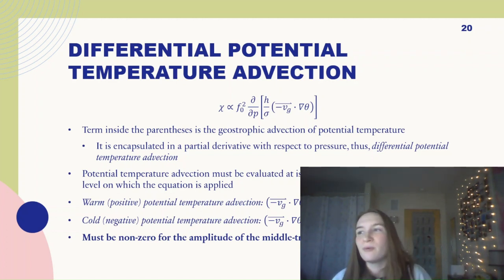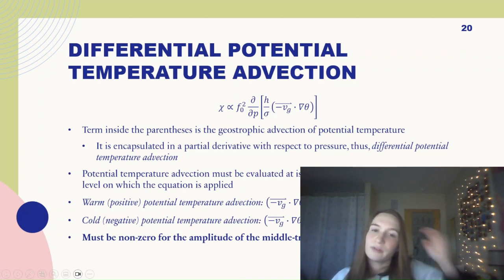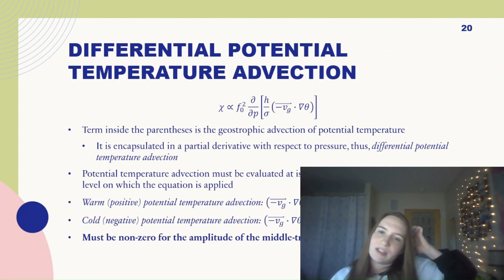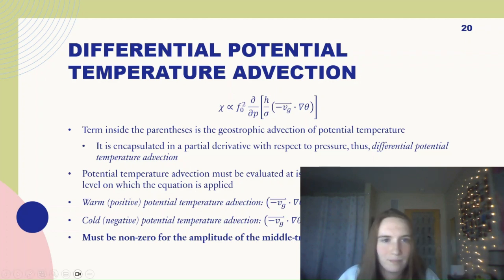If there's warm potential temperature advection, so positive potential temperature advection, then that term inside the parentheses is greater than 0. If it's cold or negative, then it's negative. In order for the trough or ridge to change, it has to be nonzero for that amplitude to change. If it's 0, it's not going to change.